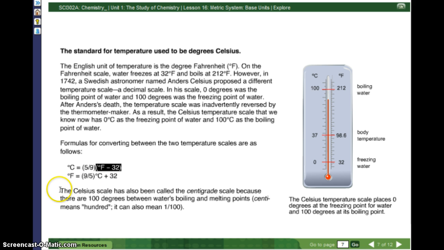The Celsius scale has also been called the centigrade scale because there are 100 degrees between water's boiling and melting points. Centi means 100. It can also mean 100th. The Celsius temperature scale places 0 degrees at the freezing point for water and 100 degrees at the boiling point for water.